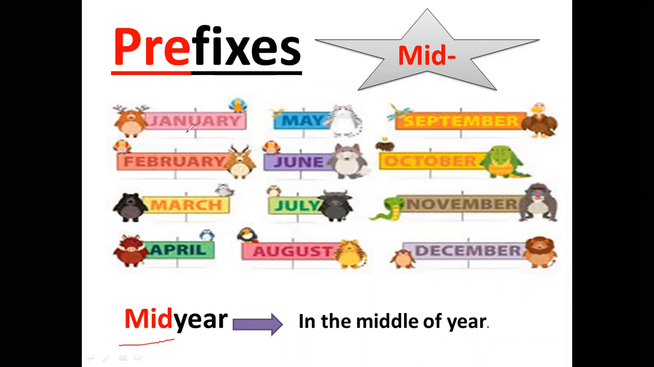Do you know the months of the year? Yes, how many months do we have in the year? 12. So in mid-year, maybe June or July, it's in the middle of the year, not the first month and not the last month of the year. One of them in the middle. Okay, now let's go to the second word.